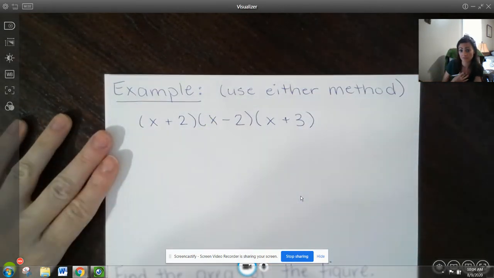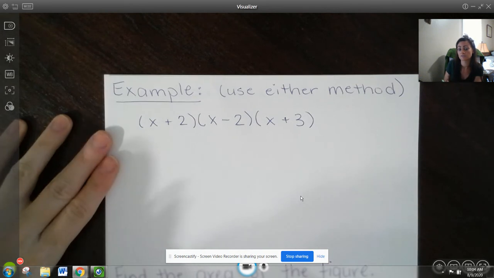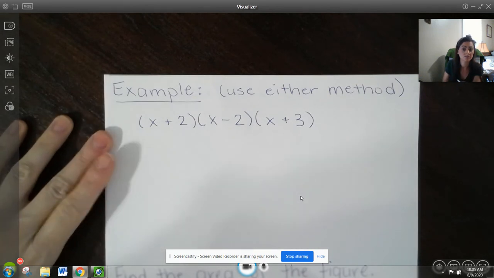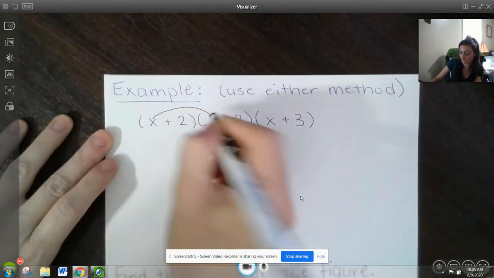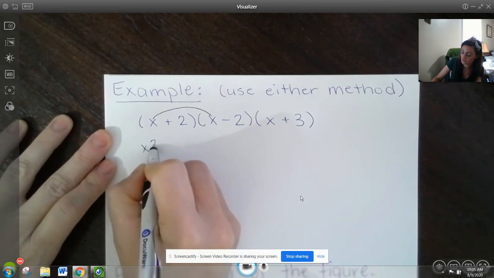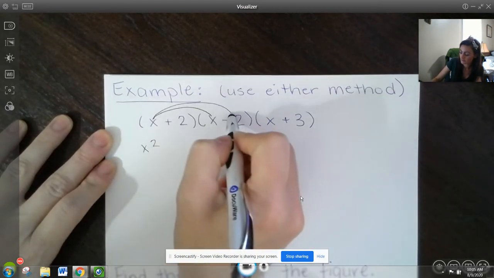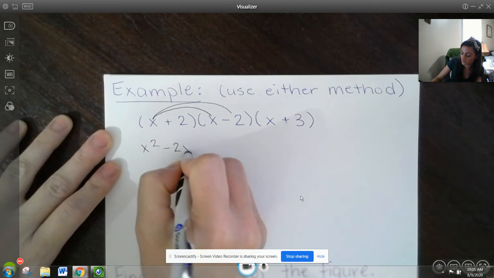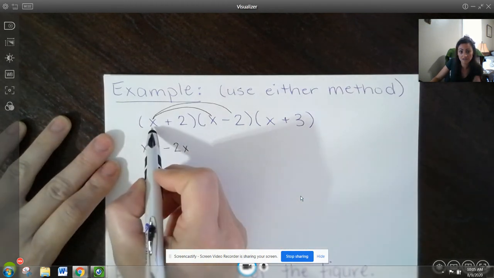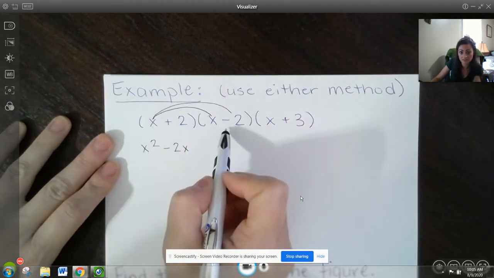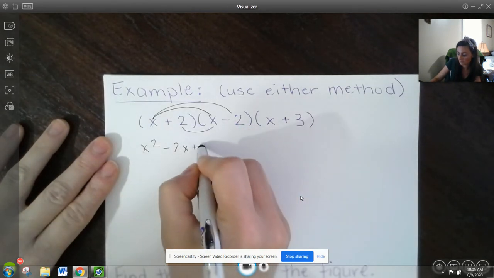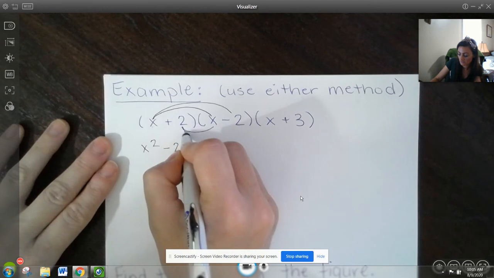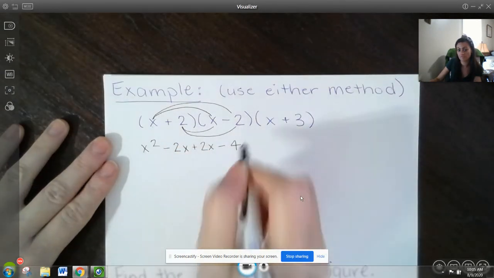So, personally, I'm going to do the distribution method first and then the box method second, just so you see both ways. So doing distribution first, I've got x times x, which gives me x squared, x times negative 2, which gives me negative 2x. Now I've done everything that I need to with this first term and my second set of parentheses, so now I'm going to move on to 2. 2 times x gives me plus 2x, and this gives me minus 4.